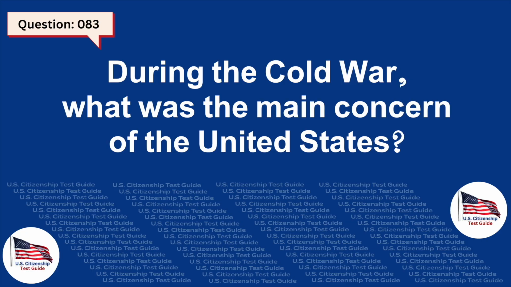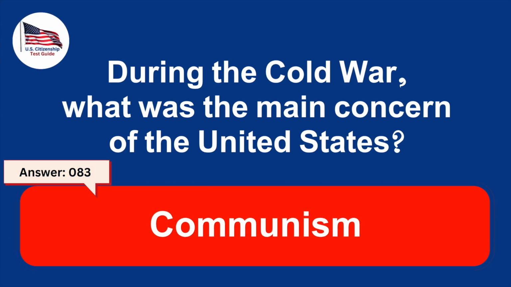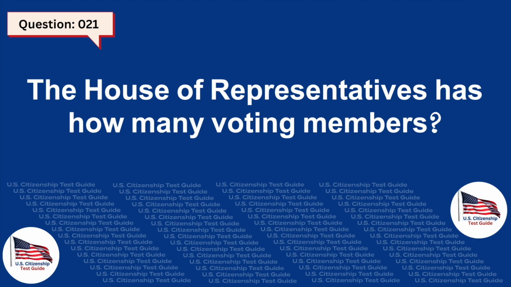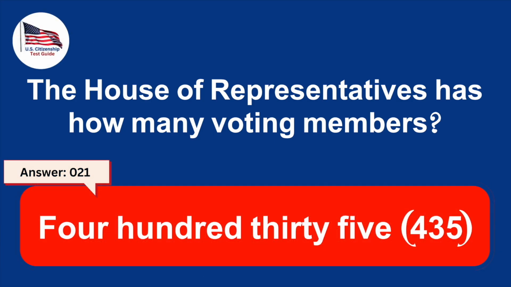During the Cold War, what was the main concern of the United States? Communism. The House of Representatives has how many voting members? 435.